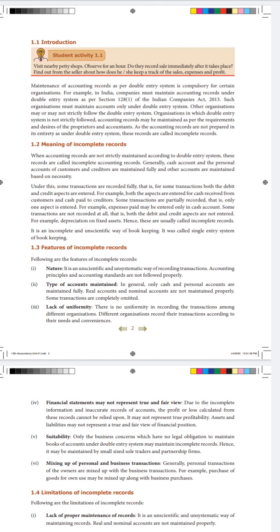Then comes the mixing up of personal and business transactions. So here, if you're going to purchase goods for your own use, then in that case, this also will be mixed up with your normal business purchases, because since you are going to enter the personal account automatically, even if it is your own business, still it will be recorded. So you cannot easily find out what exactly has been sold or purchased through the business concern. So this is again a feature of the incomplete records.